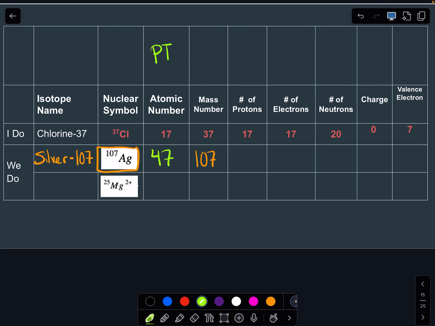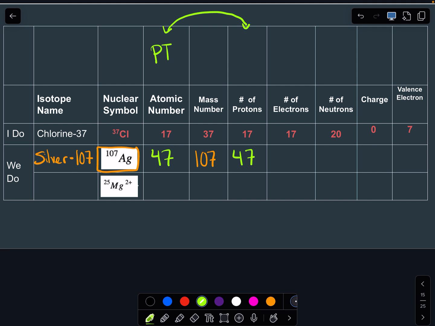Then 2 for 1. Atomic number is proton number. It's just the fancy name for it. So this is also 47. Atomic number is the proton number.